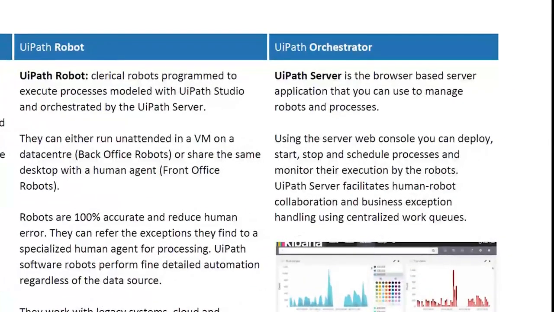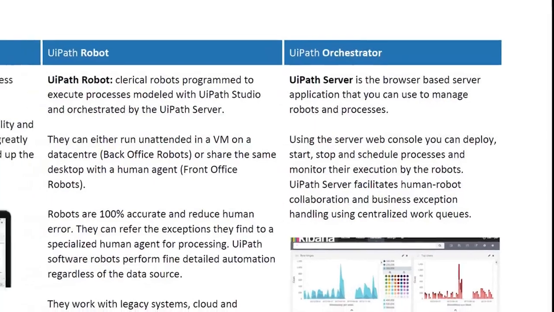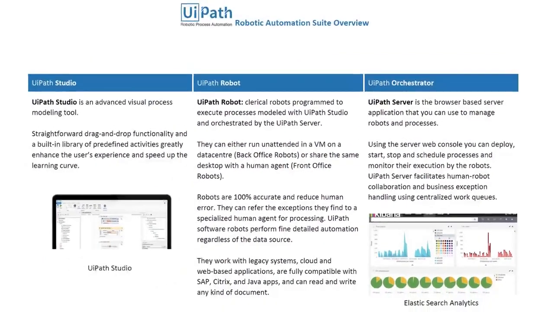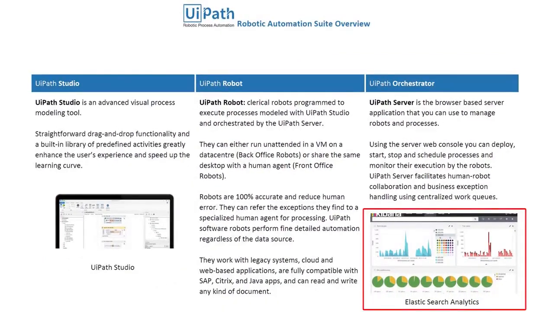UiPath Orchestrator is a web-based management platform that enables remote control, monitoring, release management, and centralized scheduling of robots and processes. It facilitates both human-robot collaboration and business exception handling by using centralized work queues. It also offers analytics, insights, and it lets you create configurable reports or dashboards.